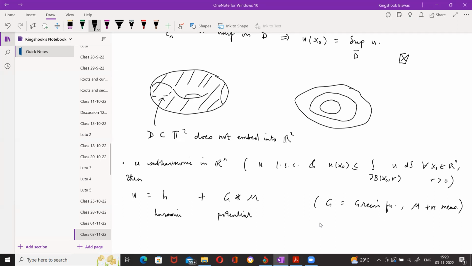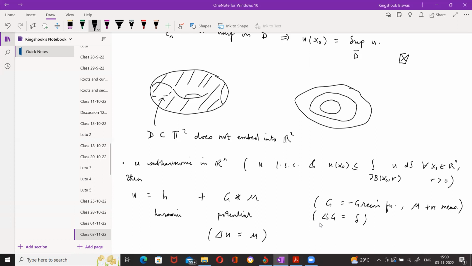This is called the Riesz representation theorem. Here, basically, this mu is nothing but the Laplacian of u, right? If I take the Laplacian on both sides, the Laplacian of G will be the Dirac, or minus the Dirac. It's just a sign convention. Take it to be minus the Dirac, so minus the Green's function. So Laplacian G is Dirac, and then Laplacian u will be mu in the sense of distributions.